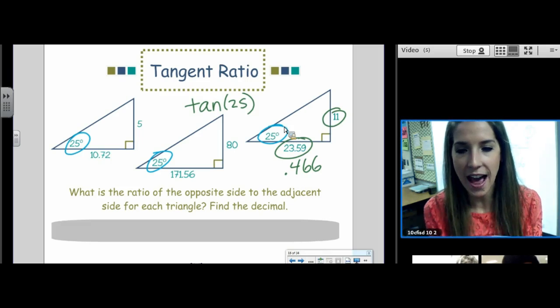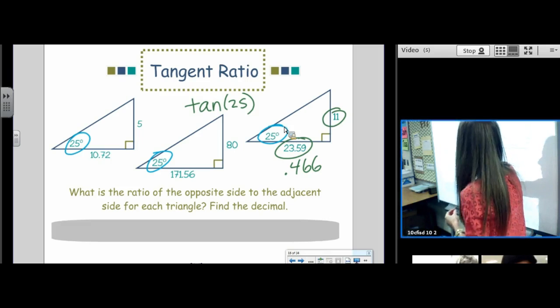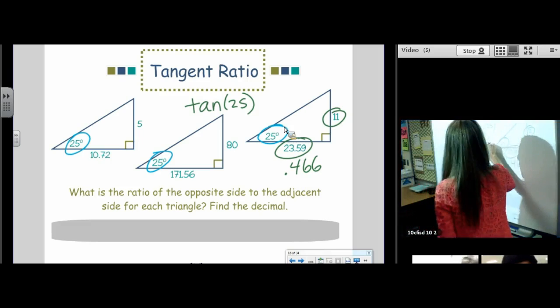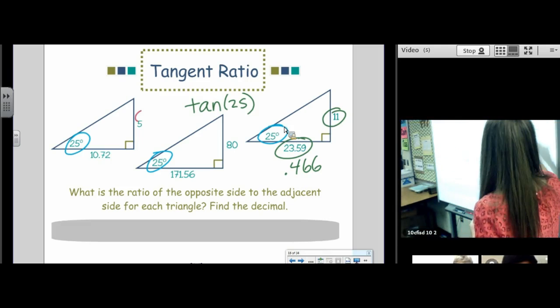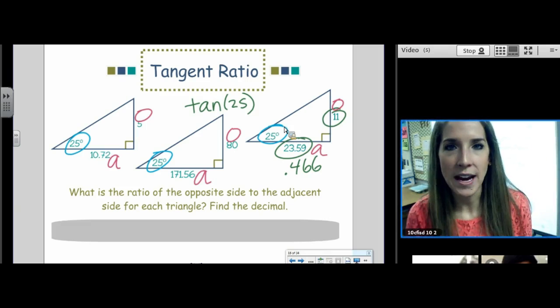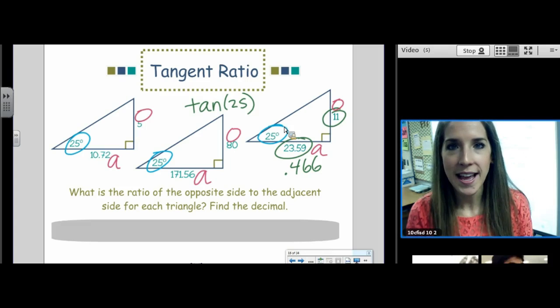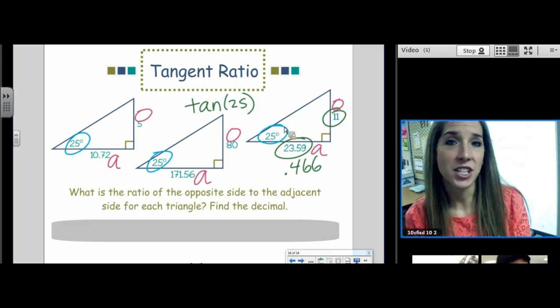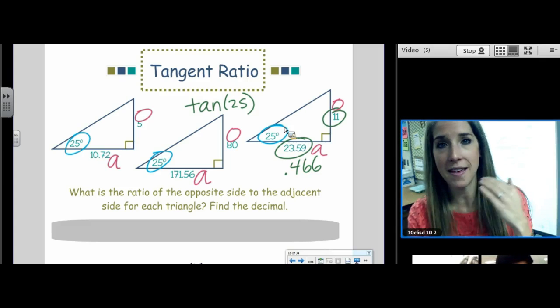The tangent of that angle is the opposite divided by the adjacent. Tangent is just a ratio. Do you know what your calculator is doing? It's just dividing a side by a side. In tangent's case, it's dividing the opposite by the adjacent.